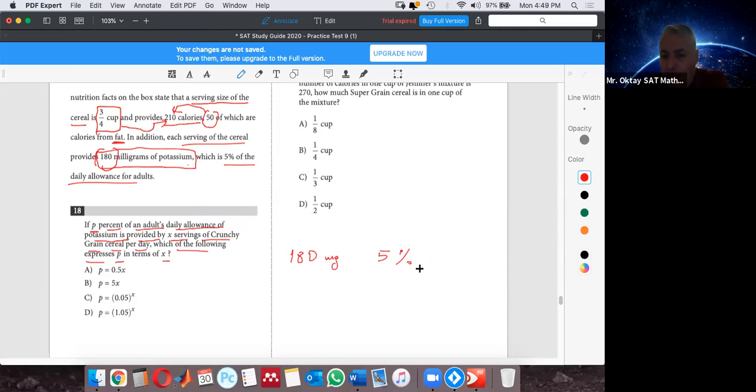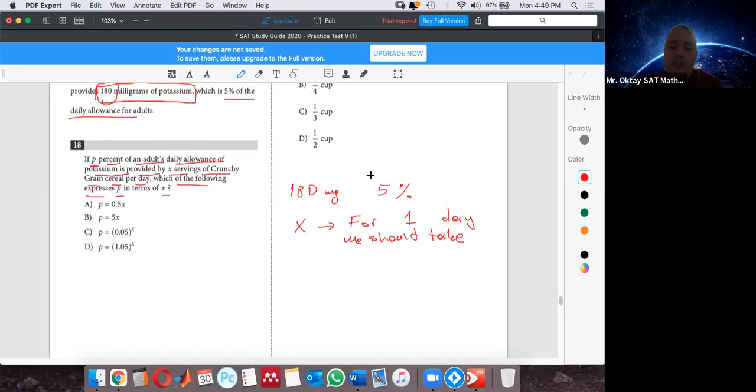So if I call the daily amount X units for 1 day, we should take this amount. If 5% of that amount is 180, can I write this one? 180 is equal to 5 over 100 times X. What do you think? Can I write this one?